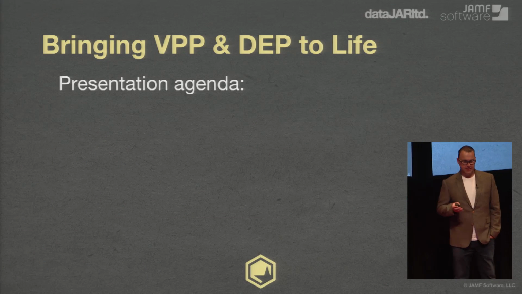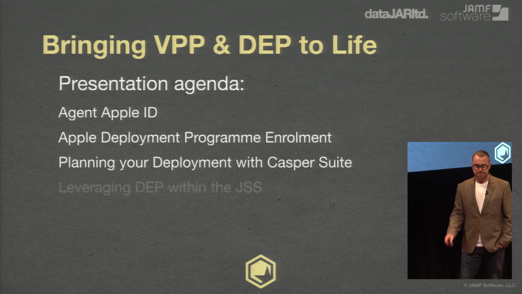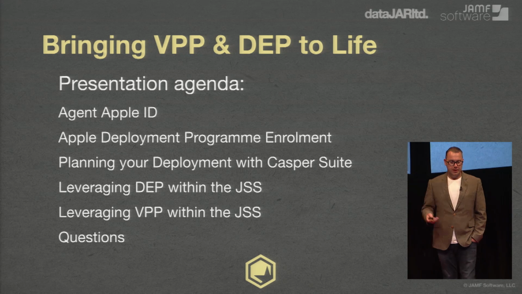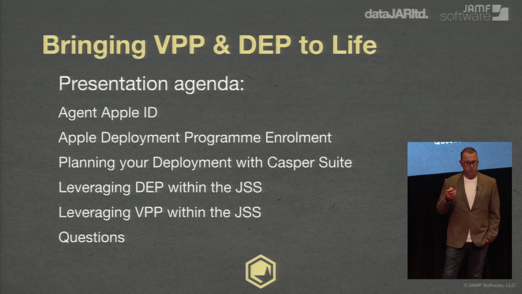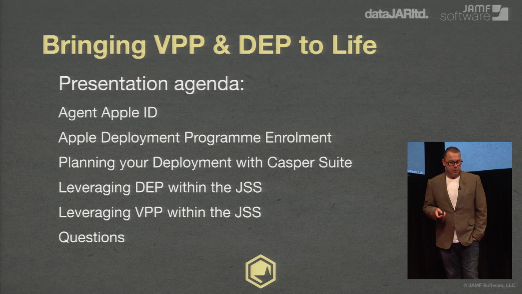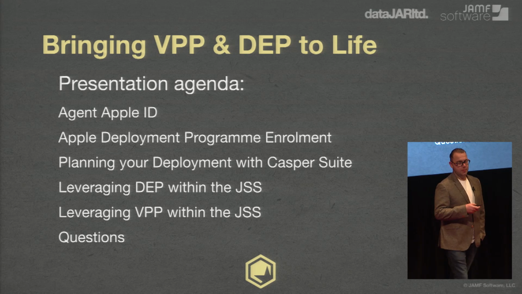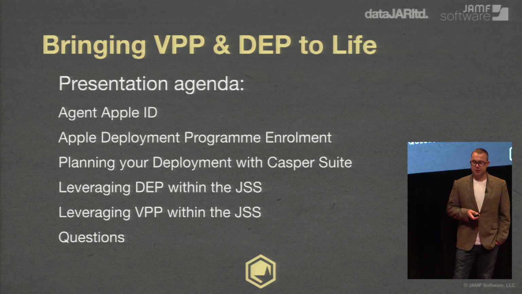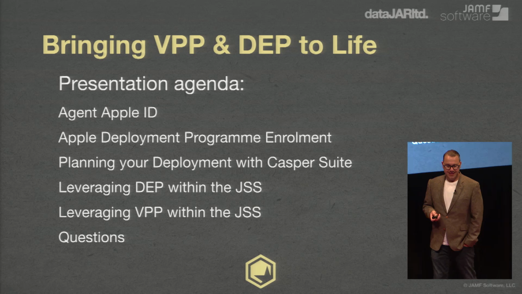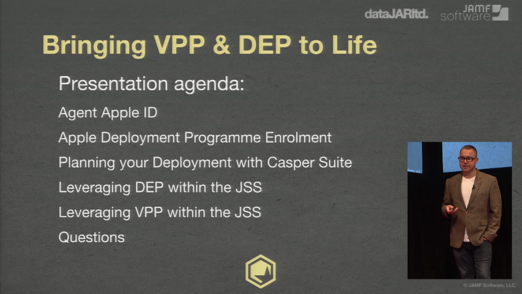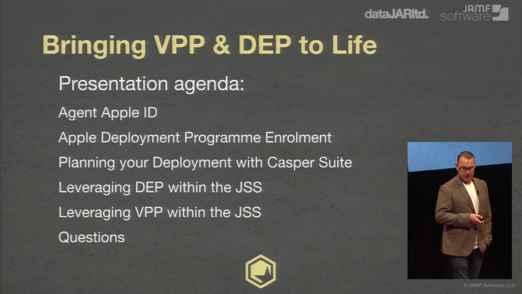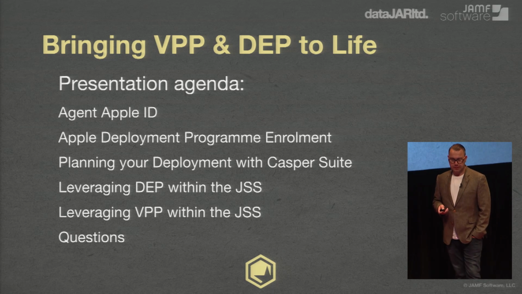Okay, let's get started. So today we're going to go over a few elements. It is a beginner session, but I am going to take it through the steps from cradle to grave. So we're going to be looking at getting Apple IDs sorted out, Apple deployment programs, and a bit of planning, because we all plan stuff. We document as well, don't we? And then we're going to start looking at how we're going to leverage DEP and VPP from the JSS.